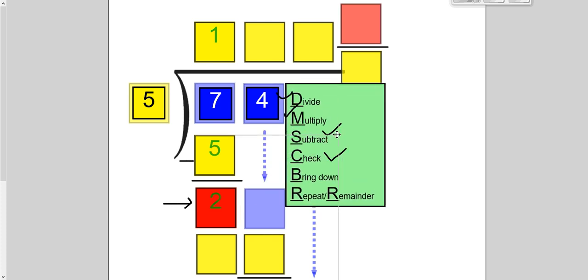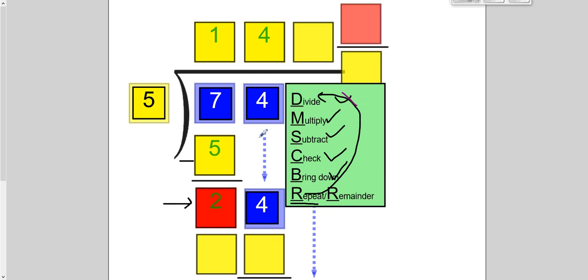I still have 4 tens that I need to divide. So I'm going to bring the 4 tens down. Now, once I bring down, I'm going to repeat because I still have more to divide. So I come back to the beginning and I'm dividing again. Now I'm going to divide 24 divided by 5 because I'm still trying to make my 5 groups. 24 divided by 5 is 4. So now I have divided.